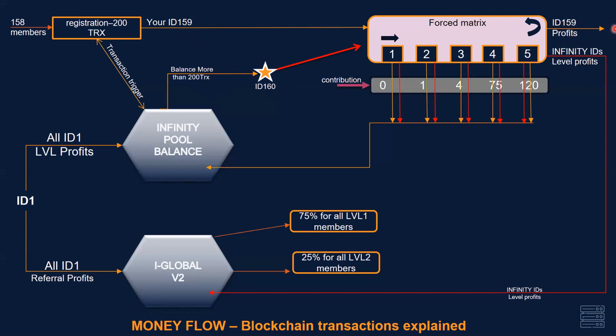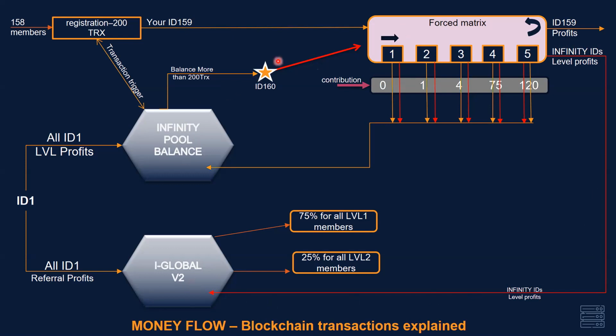My ID will get his earning whenever I'm passing a level. But whenever this ID is passing a level, from level 1 to 2, 2 to 3, 3 to 4, 4 to 5, 5 to 1, his level profit will be sent up the line. You see here, the infinity ID's level profit goes to the iGlobal balance, as we said in the PDF. So all his earning, whenever he's passing a level, will not accumulate for him. It will directly be sent to the infinity pool balance.